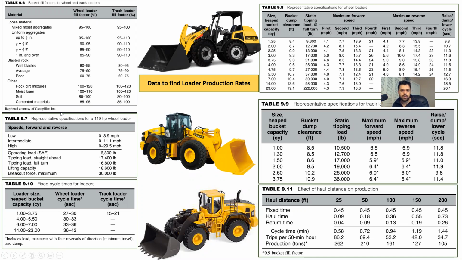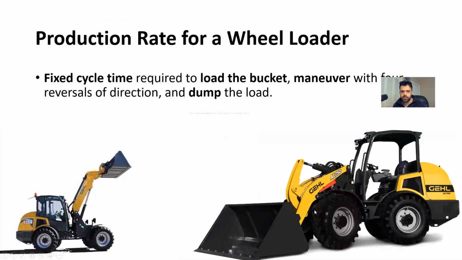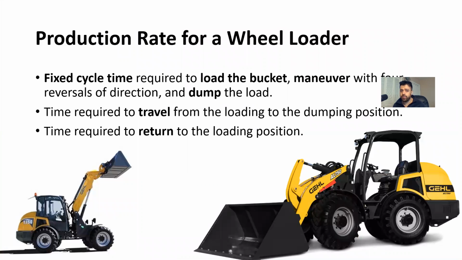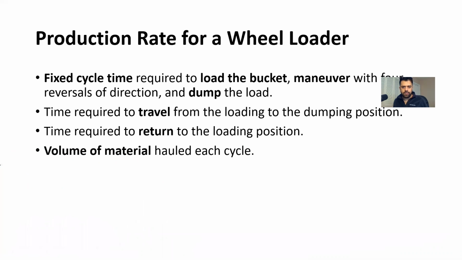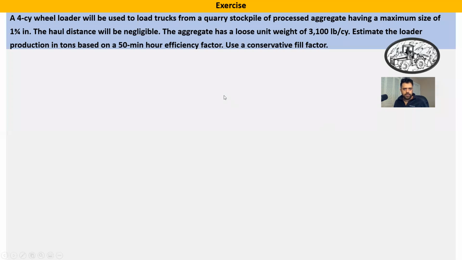Okay? So to find the production of a loader, you need to use different tables. Actually, up to 6 tables are used in that. The production rate of a wheel loader. Obviously, the cycle time is important, but the good thing is that they have fixed cycle times. It means we know that for this type of bucket, the cycle time will be, for example, 20 seconds or 25 seconds, okay? Now, let's solve one problem and then we're good to go.